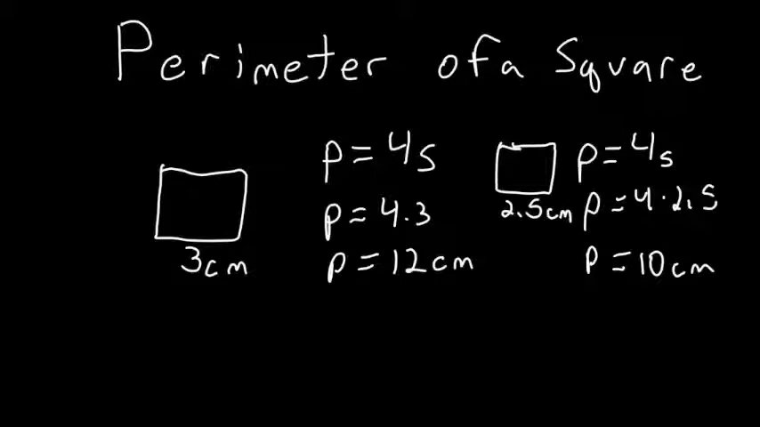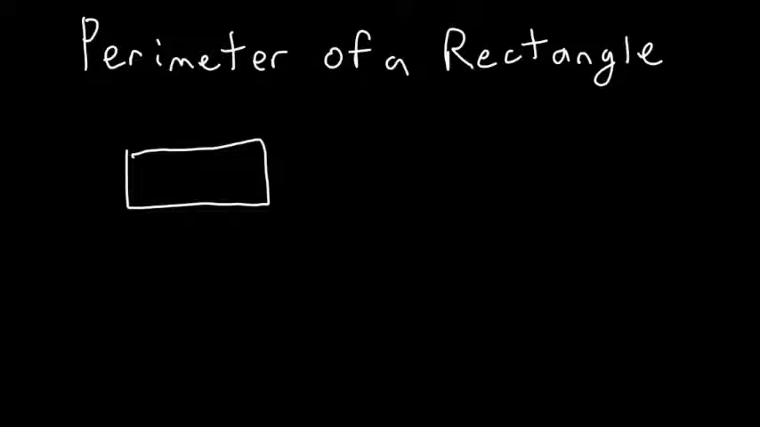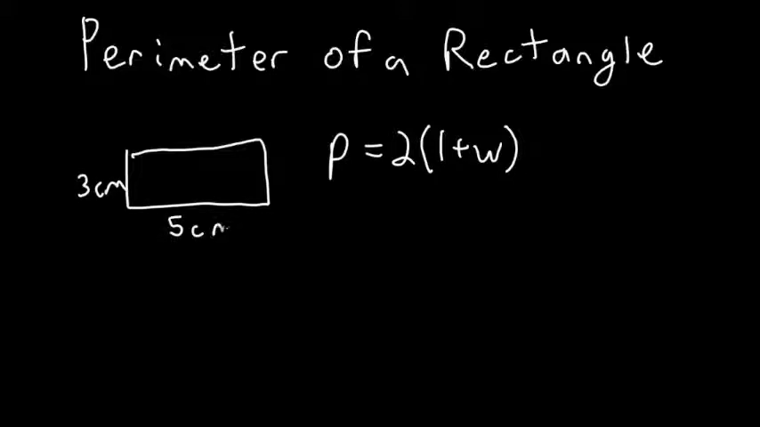So next we'll go over a rectangle. Alright, so perimeter of a rectangle, your perimeter equals 2 times length plus width. Because there's 4 sides, so you add length and width, that's 2 sides, and multiply it by 2, and you'll have your perimeter. So let's say this is 3 centimeters by 5 centimeters.